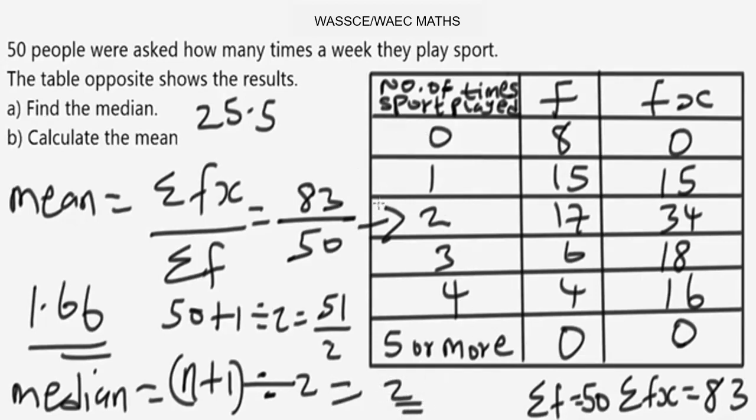So that's how to find the mean, the mode, the median, and the range of a frequency table. I hope there's something interesting from this video.